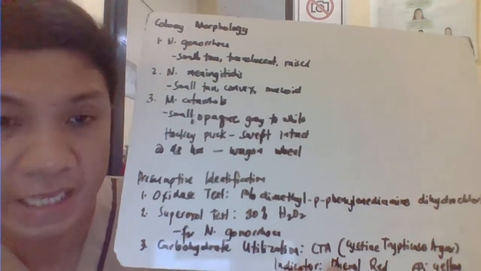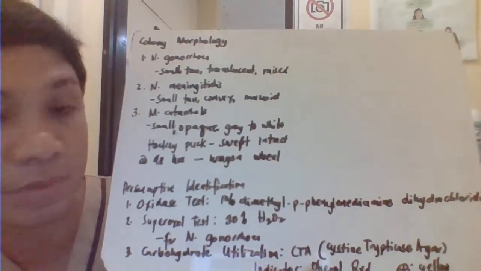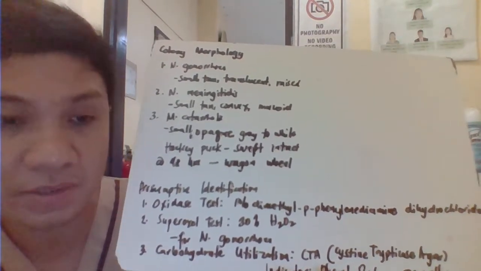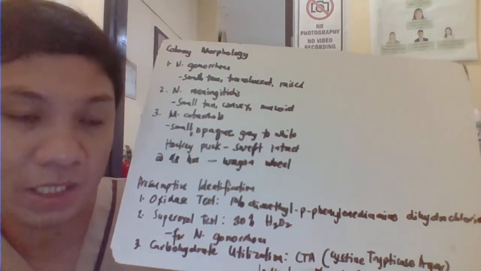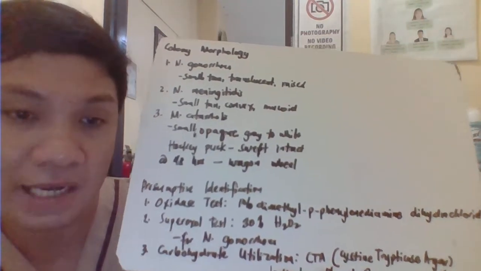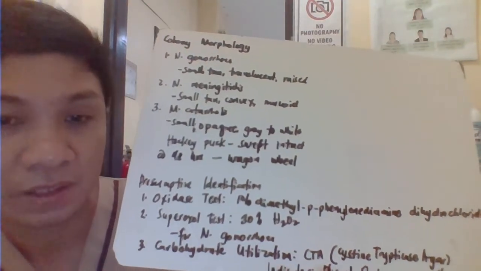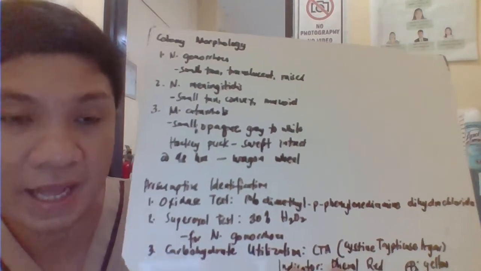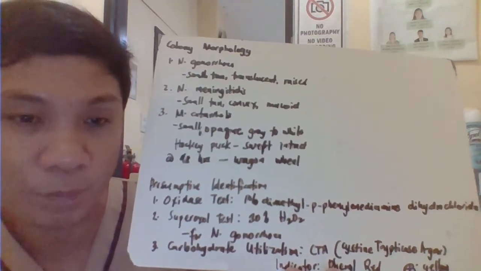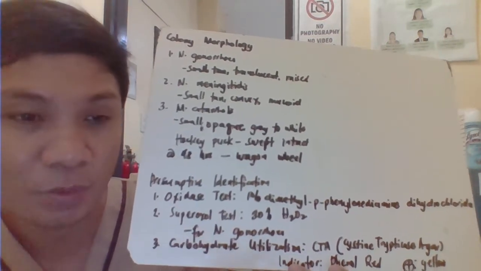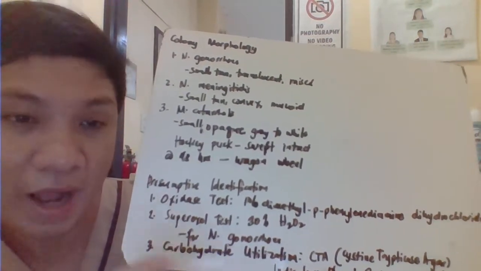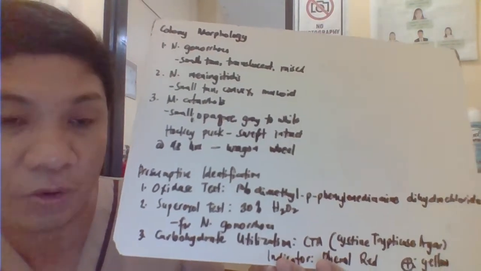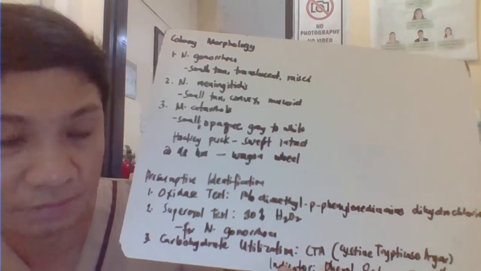Then we have the colony characteristics. Neisseria gonorrhoeae appears small, tan, translucent, and maybe raised. Neisseria meningitidis would also be small and tan, but that one is more convex and highly mucoid because of its capsule. Moraxella catarrhalis would appear smooth and opaque, gray to white, and if you try to push it with your loop, the colony would remain intact. You call it the hockey puck appearance, and after 48 hours it would have a wagon wheel colony characteristic.